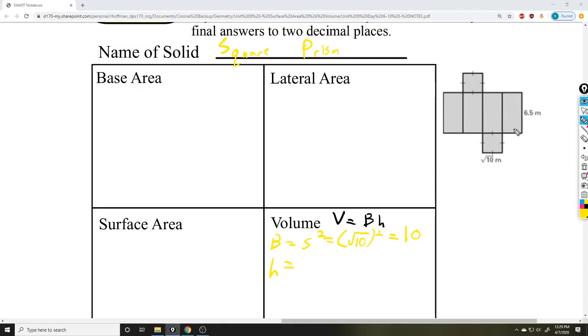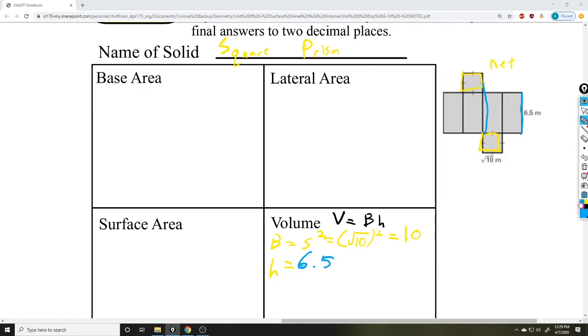Our height here is going to be what connects the two bases together. So here would be our top base. This is actually a net of what the prism would look like. So here is one of our bases. Here is our other base. And so our height is our distance that connects the bases together. So it is this distance right here, which is 6.5.